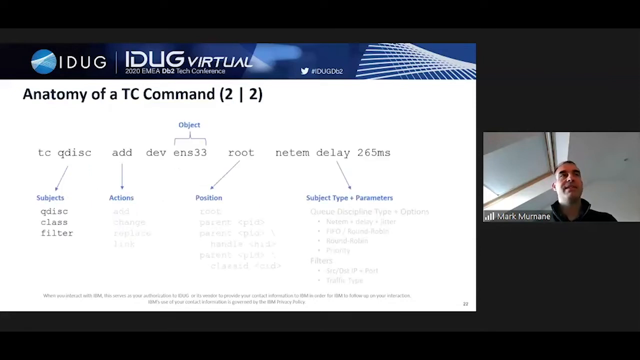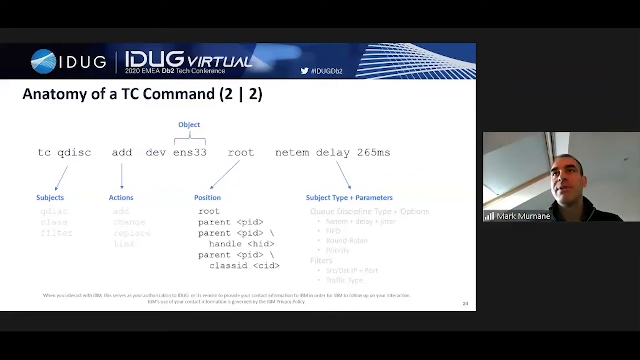If we delve a little bit deeper into the command, in terms of the subjects, we can see that there are three types of subject mapping to our three control structures. There's always a QDisk, there's a class, or there's a filter. The actions are, as you might expect, we can add a rule, we can change a rule, we can replace a rule. Or in the case of QDisks, we can link a number of QDisks together.